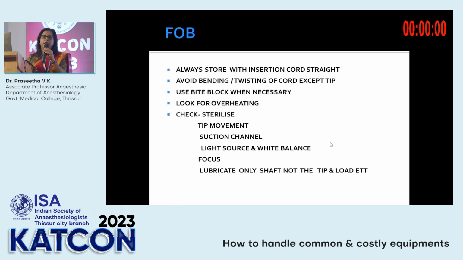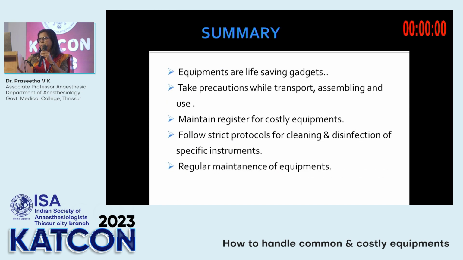And look for overheating from the light source. If you keep the light source on extensively, it may get heated. Check how to sterilize the equipment, and tip movement should be checked. The suction channel should be checked. Daily check should be like that. The light source should be checked for working, and white balancing should be done. You focus the fiber optic bronchoscope and lubricate only the shaft and not the tip of the scope before loading the endotracheal tube.